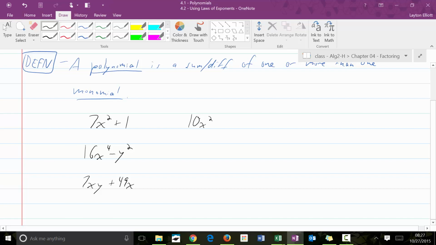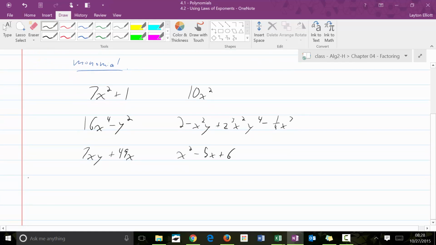So don't get caught with the English of the difference between poly and mono. Polynomial is like a family of things. Here's another one, 2 minus x squared y plus z to the third, x to the second, y to the fourth, minus 1/4 x cubed. And finally we have kind of a classic trinomial, x squared minus 5x plus 6. Those are all polynomials. Now when we specifically refer to a monomial, we think of monomial as a special case of a polynomial.